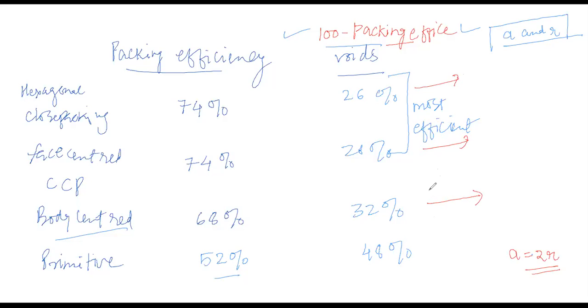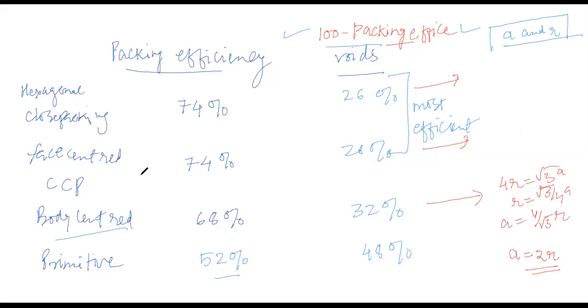I'm waiting, my dear students, if you can tell me. I just need this relationship between A and R for body-centered cubic, face-centered cubic, and hexagonal close packing. For body-centered, 4R is equal to root 3A, or we can write R is equal to root 3 by 4 A, or A is equal to 4 divided by root 3 R.